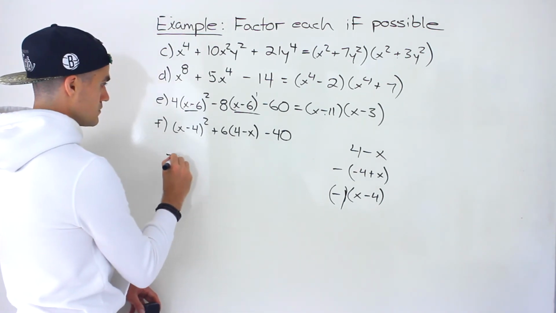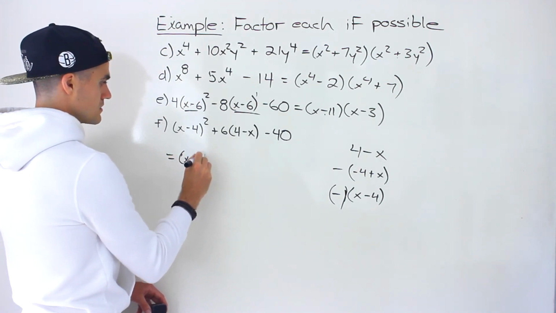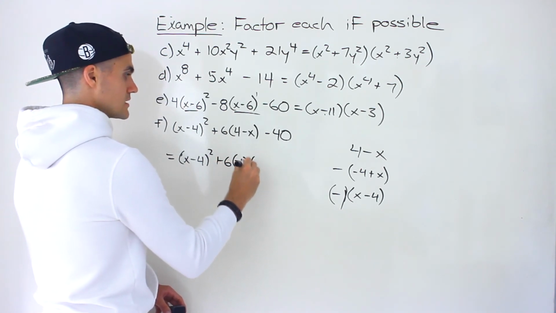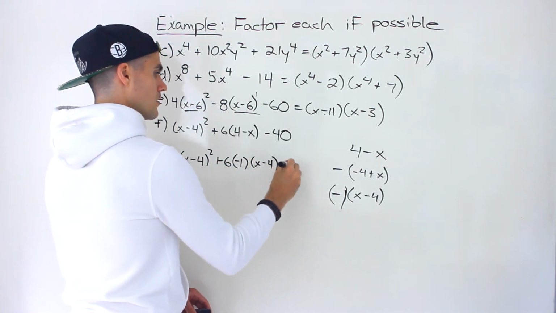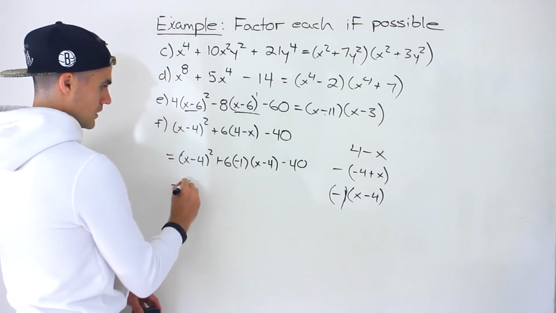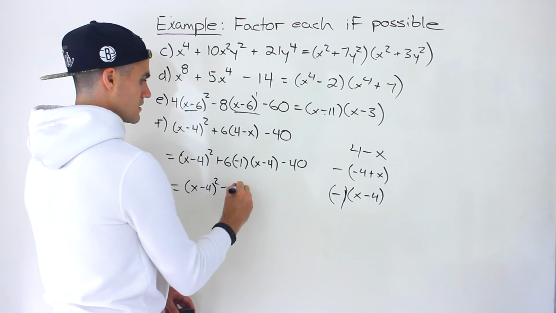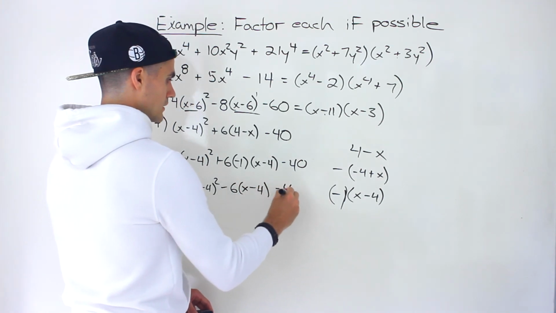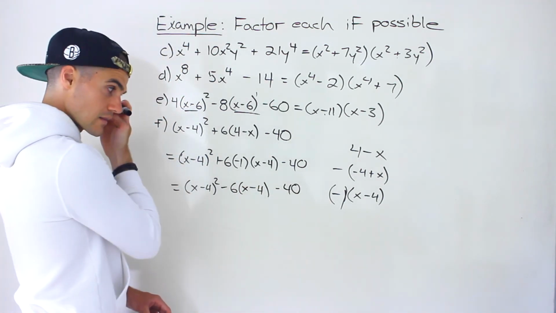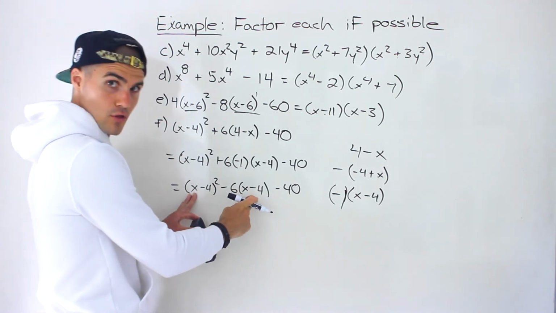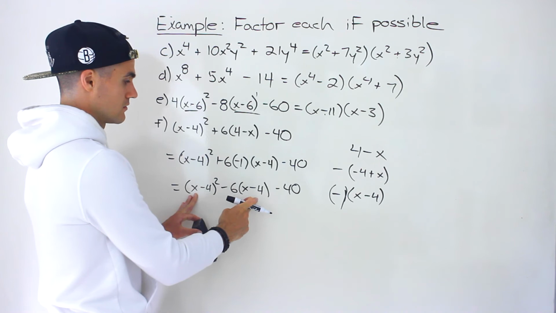So what we can do, let's go back to this. So we can rewrite this. Don't forget this 6 here times negative 1 times x minus 4, minus 40. And so what we would end up with, (x minus 4) squared. This is negative 6. And then we got the minus 40, like that. And now notice those brackets, they are the same.